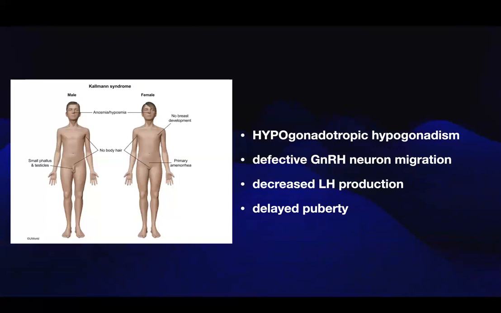And for females, it's very similar. There'll be a 17 or 18-year-old girl who is presenting with Tanner stage 1. She has basically no breast development. She has primary amenorrhea. She basically never had a period. So they basically have delayed puberty. And that's because they don't have enough GnRH production.